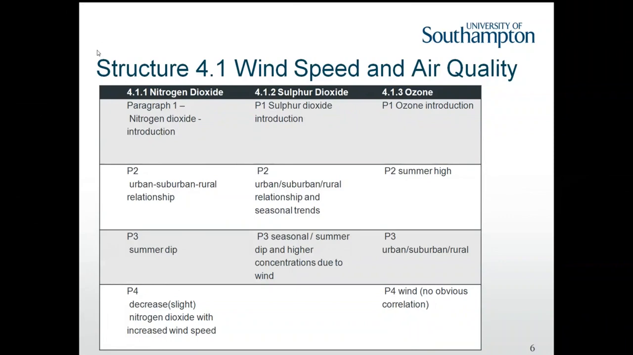And then lastly, in 4.1.3, the student looked at ozone. So introducing ozone, looking at the summer highs, looking at that in paragraph 2. In paragraph 3, looking at the urban-suburban-rural relationships, and in paragraph 4, looking at the wind and that there's no particularly obvious correlation.